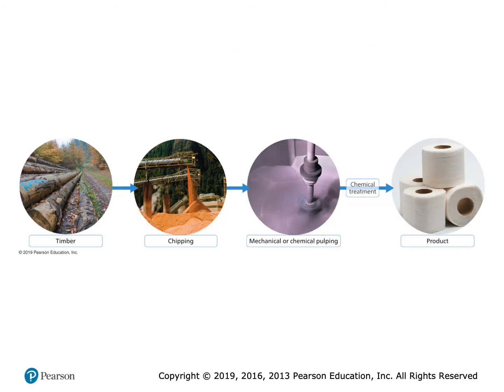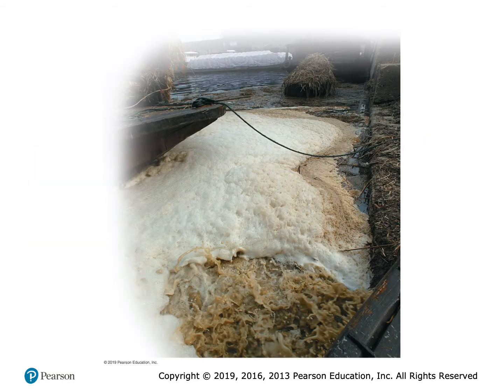Producing paper comes from timber. You chop it up, and then you mechanically or chemically pulp it together to create a product. So that's how paper is produced. And wastewater from a paper mill, like the one we just looked at, can pour directly into this lake in China, and such pollution has severely damaged the lake's ecosystem. So we always have to be aware of paper production and water pollution.